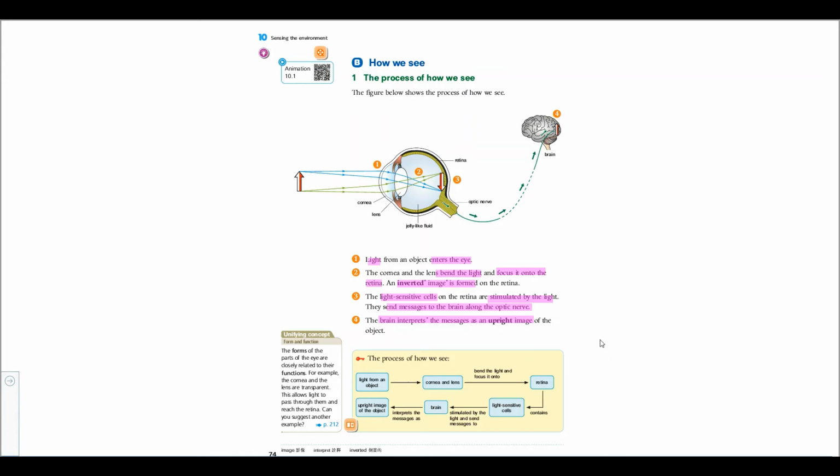So basically, the yellow box will conclude the process of how we can see, alright? So first, light from the objects, and then the cornea and the lens will be the ones bending the light and focusing it onto the retina. So remember, bend the light. And then the retina contains sensory cells we call light sensitive cells. And then they will be stimulated by the light and send the message to the brain to interpret the message as an upright object. So remember, inverted and then upright again.